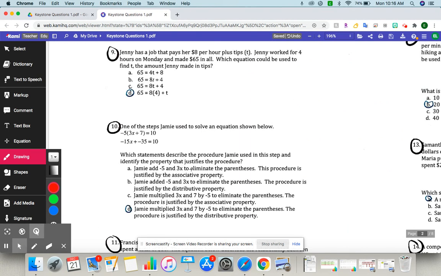In question number 9, Jenny has a job that pays her $8 per hour plus tips. She worked for 4 hours on Monday and made $65 in all. So to find how much she made in tips, we know that 65 is the total amount, and if she made $8 per hour for 4 hours, we have to multiply them, and then we would simply add on the number of tips, making D the correct answer.